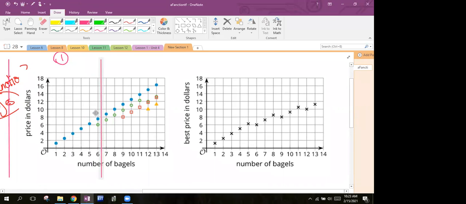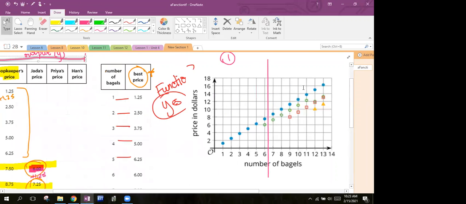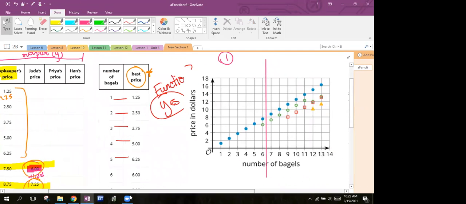So right there at 6 bagels, and my line won't get right perfectly on it. Oops. Yeah, it won't get perfectly on it because my computer's just being difficult today.